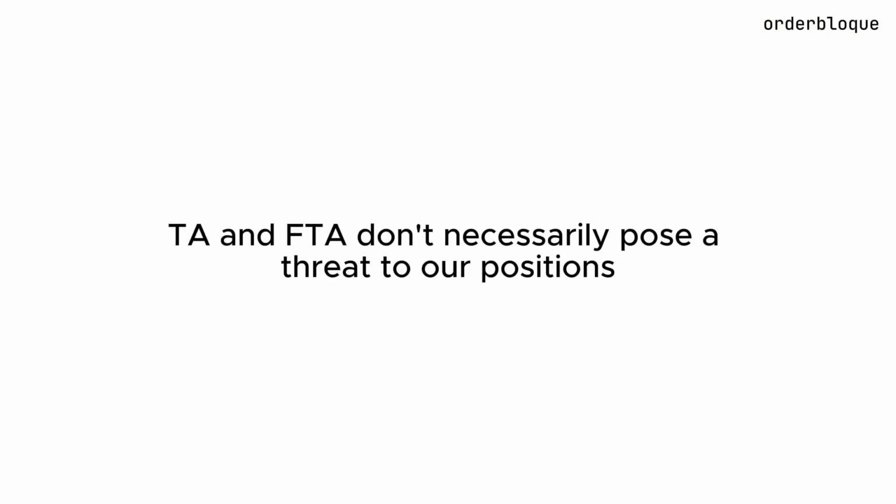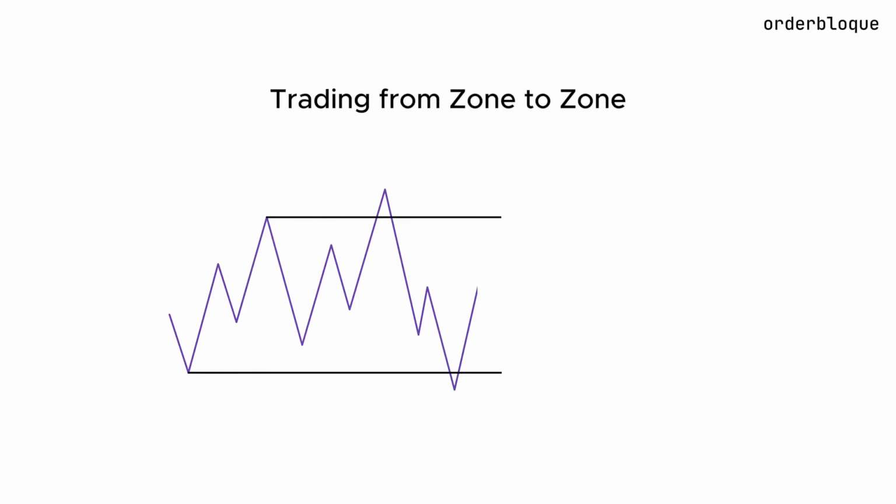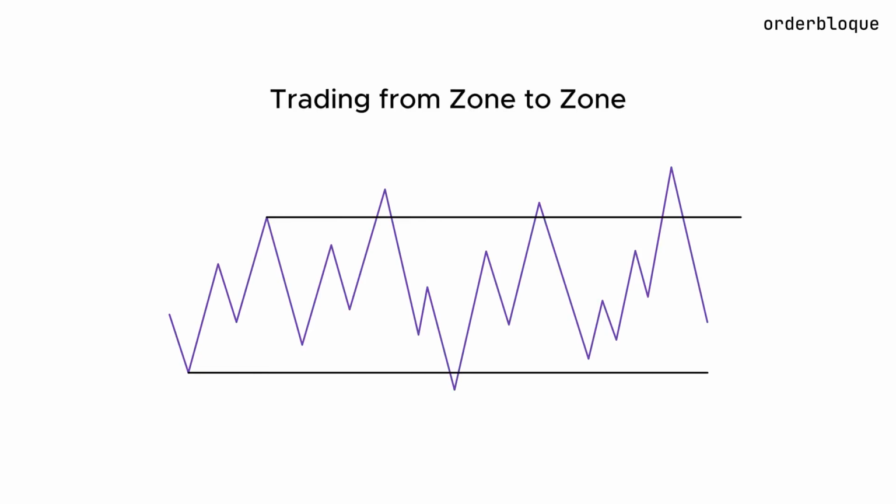I want to emphasize that the trouble area and first trouble area don't necessarily pose a threat to our positions. In many examples I've shown, the price went much further and often didn't even react to these zones, which leads to the thought, this strategy in its simple application is similar to trading from zone to zone. This undoubtedly gives an advantage, since positions can be opened even in sideways movements when it's unclear what the market wants to do in the longer term.